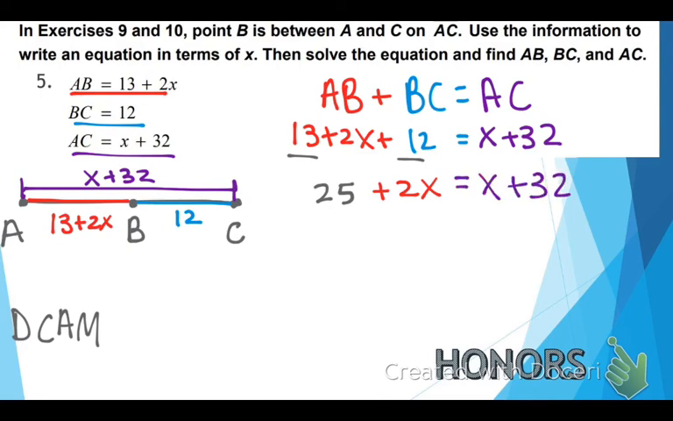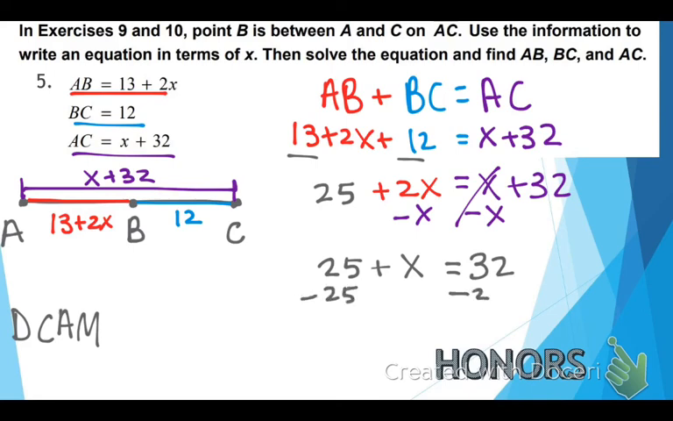I always move the smaller x, which here is x. So I'm going to subtract it. So on the left I still have 25. What's 2x minus x? X. And on the right all I have is 32. And then last, subtract 25. What is 32 minus 25? 7. It doesn't say find, it says solve the equation, so we can box this in. It does say solve the equation, and we're going to find a bunch of lengths.